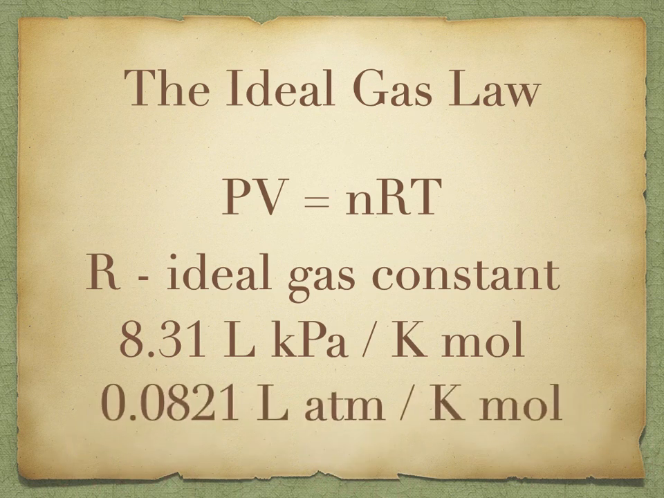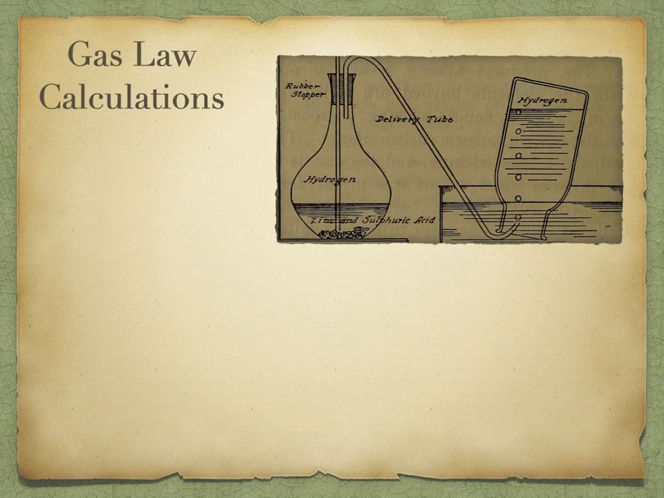Another value that is commonly used for R relies on that atmosphere label for pressure, and so 0.0821 liter atmospheres over Kelvin moles, and there are a number of different values. These are probably the two most common used in introductory chemistry textbooks. So let's talk about how that would work.